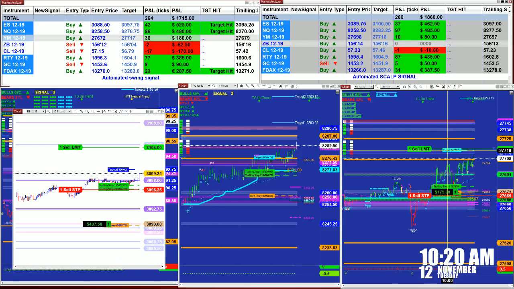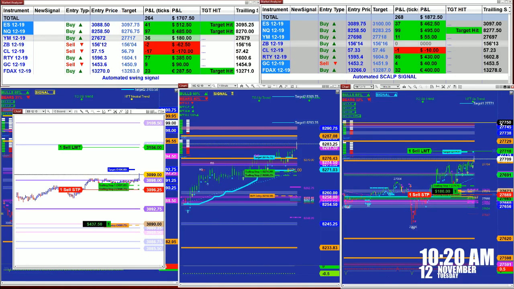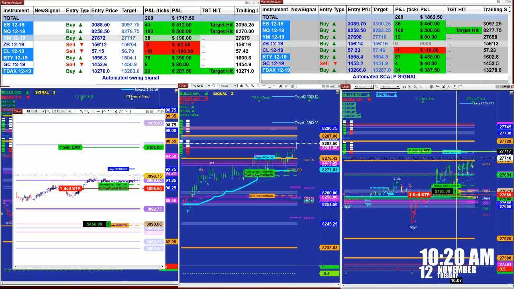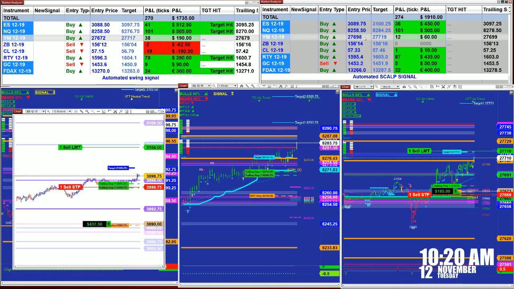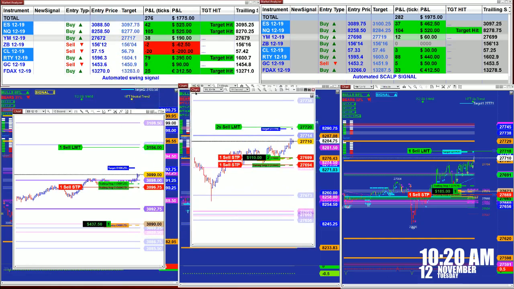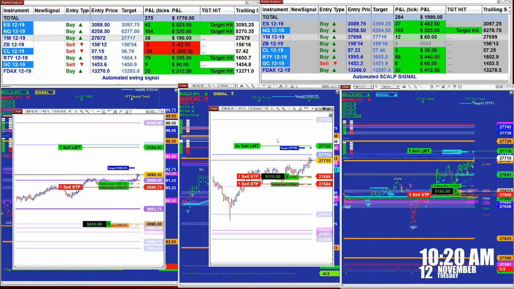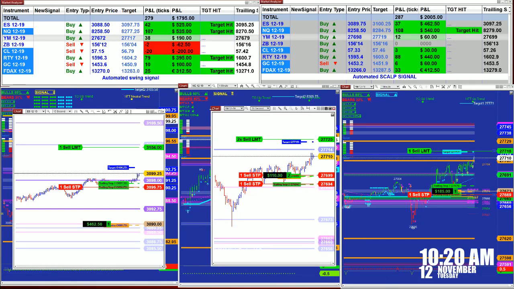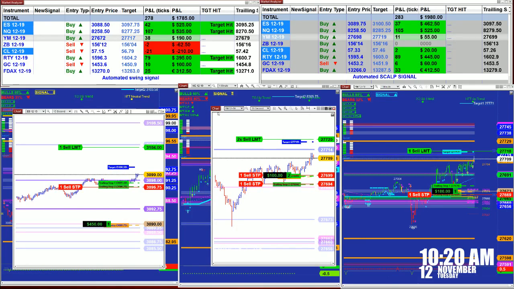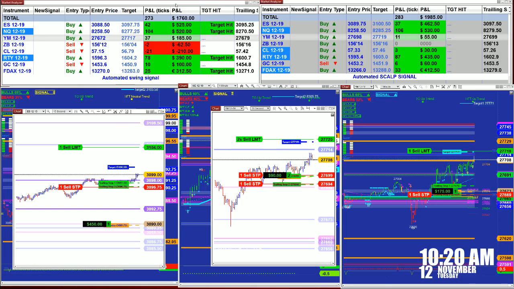So we are about to close this swing trade at 27717. And for the scalper, the last entry signal we have was on the YM, buy at 276.98, target 77.19. And there we go. We are about to close the scalper and the swing trade at the same time. So now what we have left is a new signal on the CL.